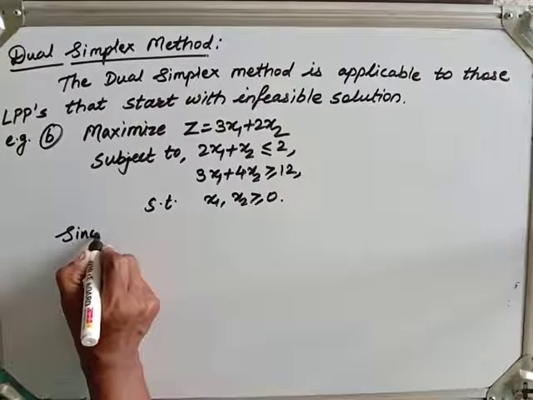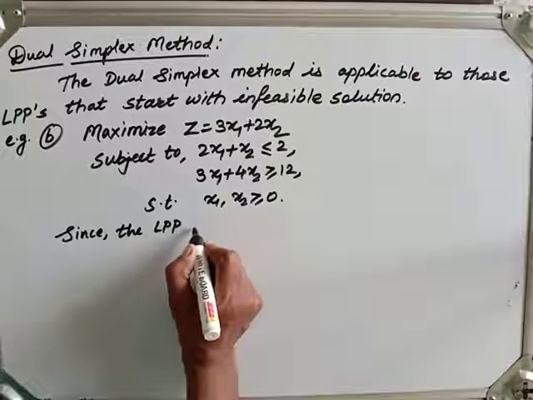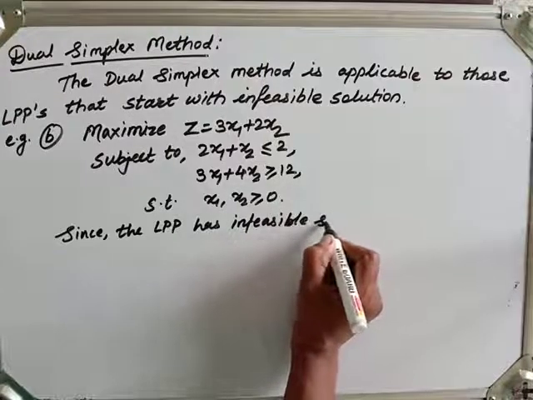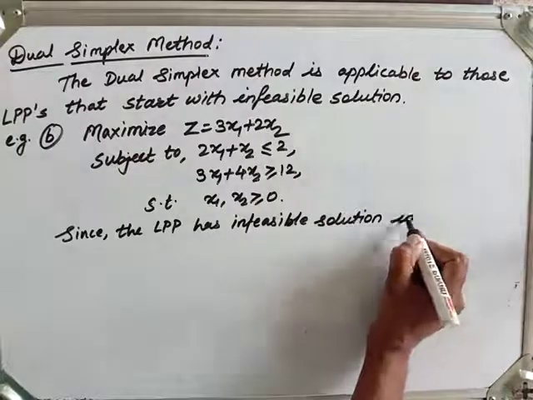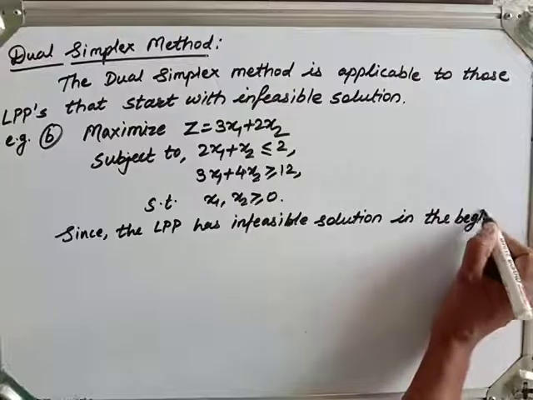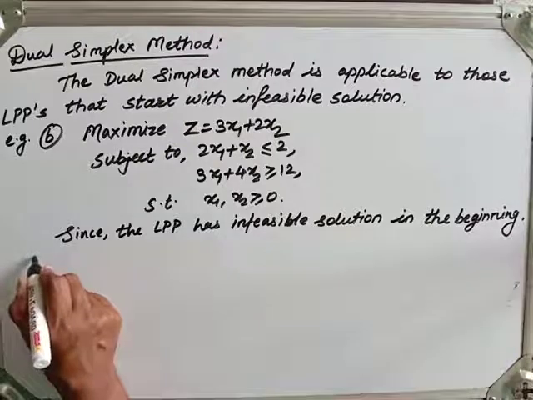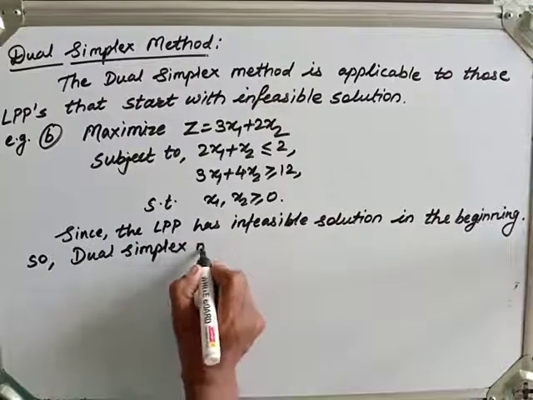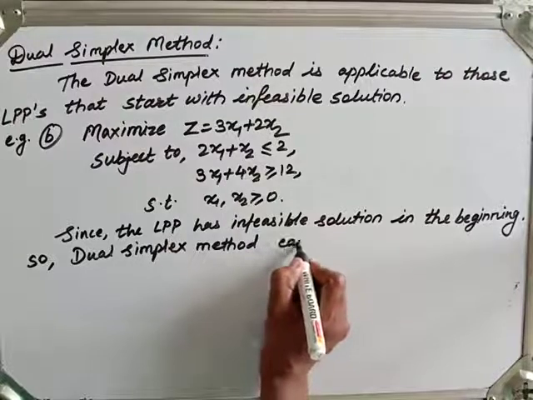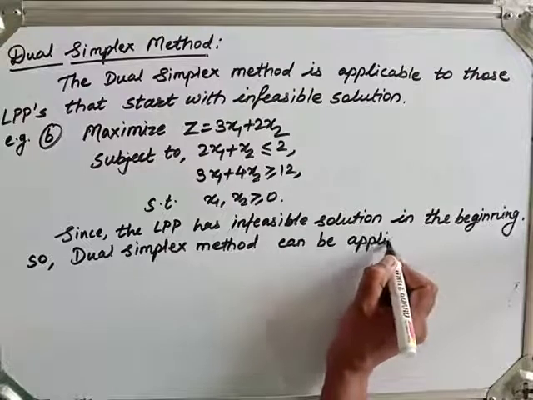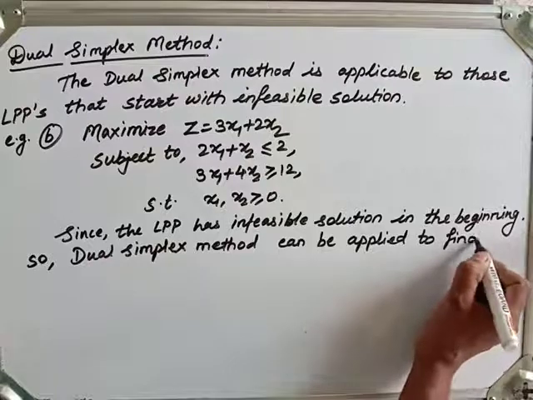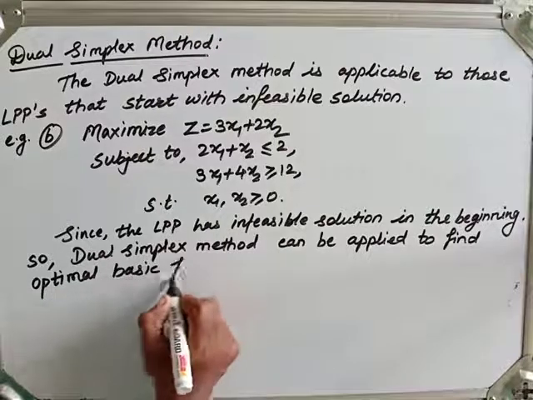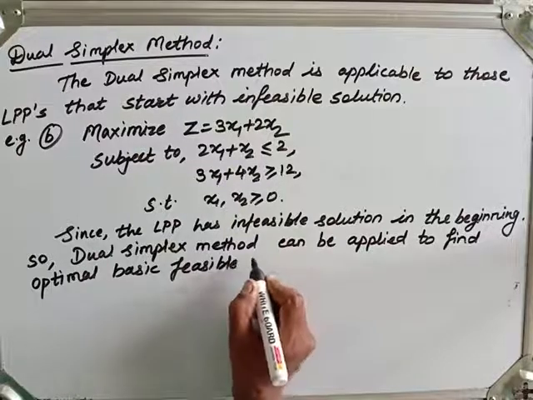So since the LPP has an infeasible solution in the beginning, the dual simplex method can be applied to find the optimal basic feasible solution.